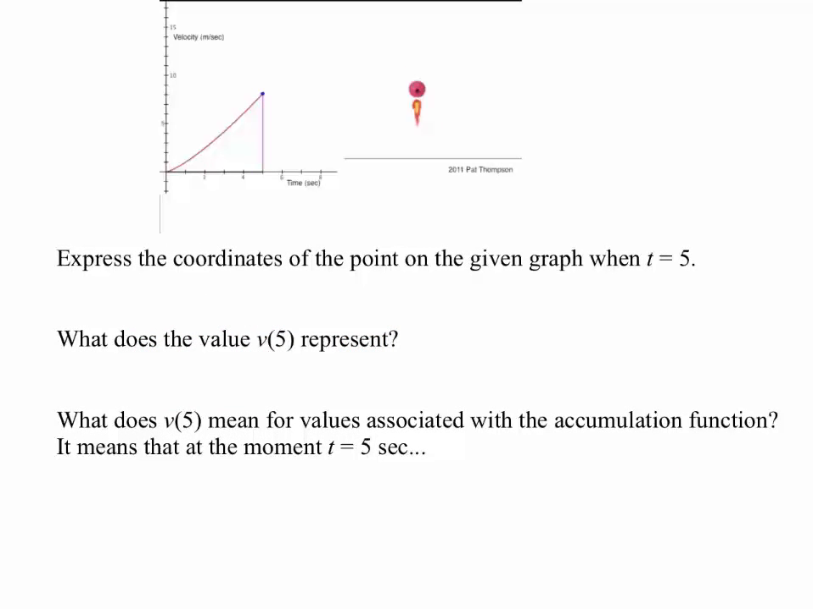Next three questions. Express the coordinates of the point on the given graph when t equals 5. That's the freeze that I'm showing here. I'm pausing the animation. I'm showing for t equals 5. What does the value v of 5 represent? And what does that mean for values of the accumulation function? Go, 2 minutes.